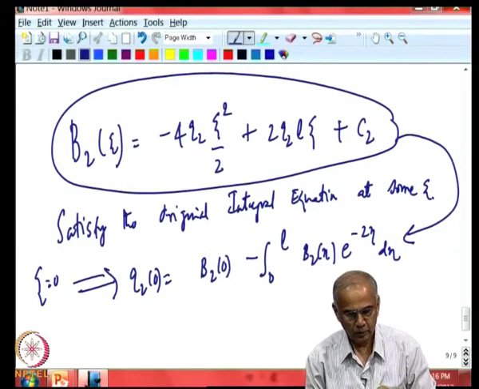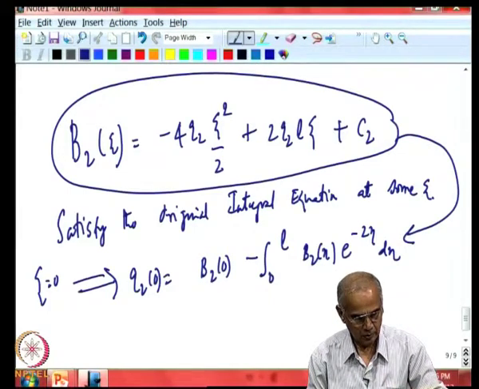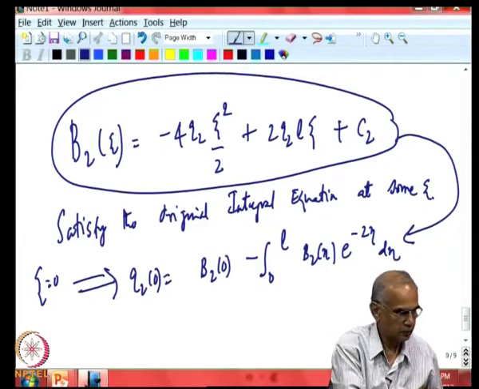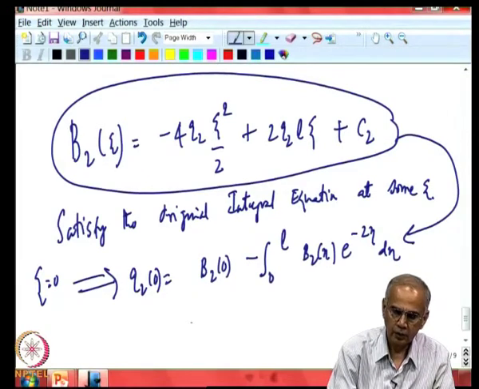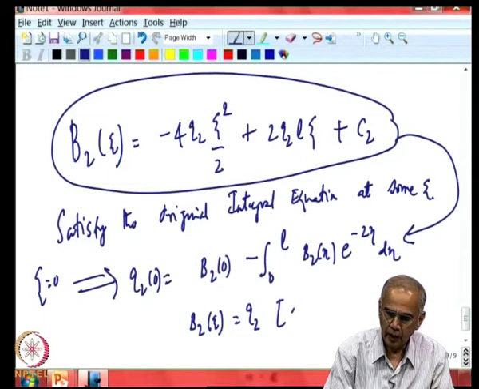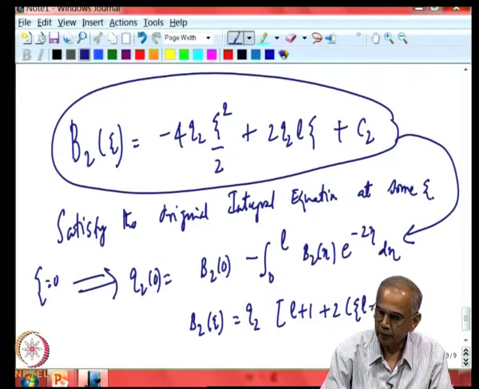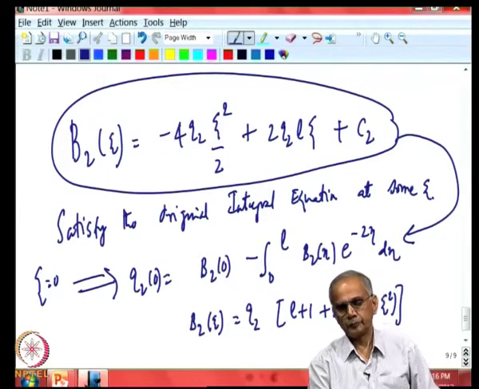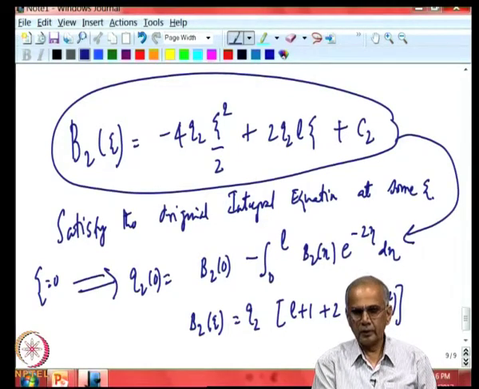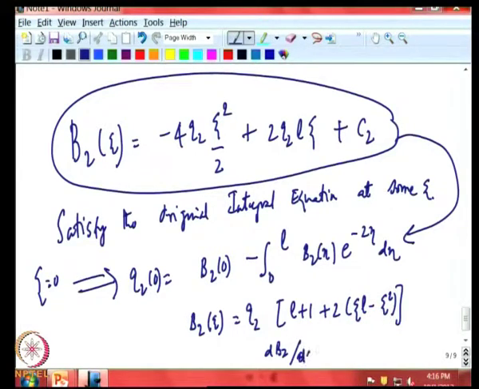So, having solved this equation, we can now check the final result of the problem that we solved. It will be B2 of psi is equal to q2 into L plus 1 plus 2 into psi L minus psi squared. So, once you get c2, this answer should come, and you can verify that dB2 by d psi is indeed 0 at psi equals L by 2.